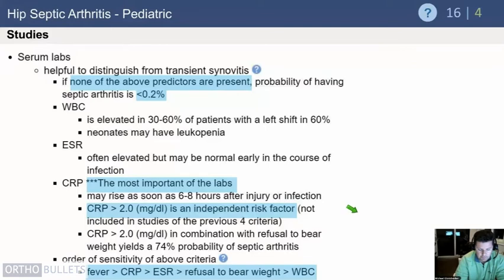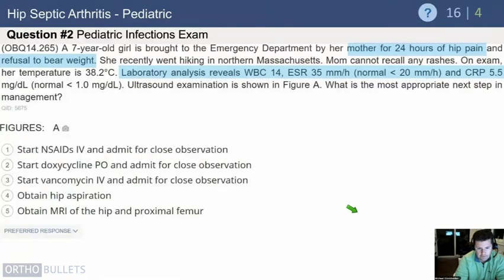There is a paper which we'll talk about in a few minutes, which shows the sensitivity of the above criteria. It shows that fever is greater than CRP, is greater than ESR, greater than refusal to bear weight, and white blood cell count. So this paper has been tested sort of in this way.